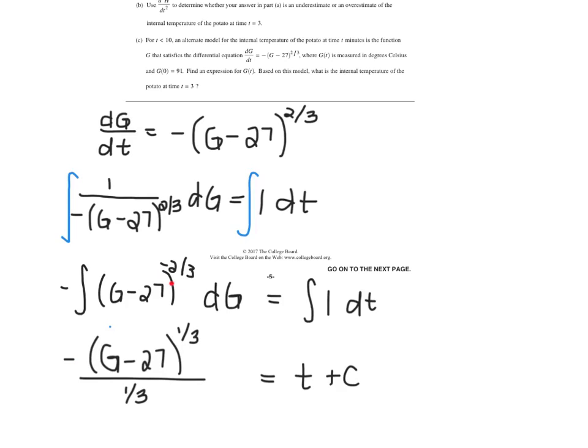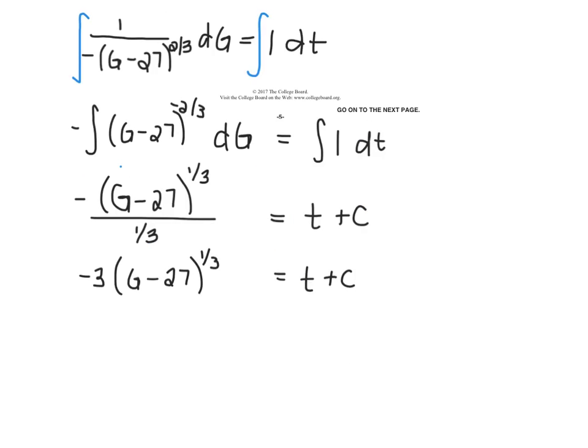So remember, when you're integrating, you add 1 to the new exponent and then divide by that exponent. So let's clean that up a little bit. And don't forget your plus c. And that leads me to our next step. If we have a plus c, we might have been given an initial condition such that we can find what the c is. And sure enough, we know that when t equals 0, g is 91.